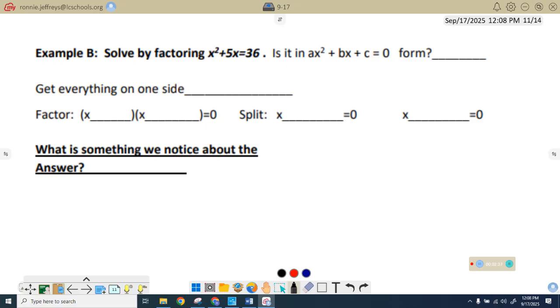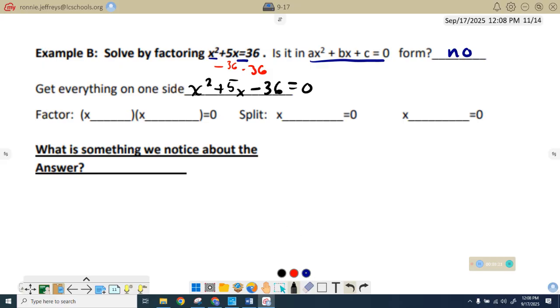So, on example B, we're looking here. Is this in this form? Yes or no? No. It's not. 0 is not on one side by itself. So we're going to have to subtract 36 from both sides. Whoops, that looks like a 30. Now I'm going to be left with this: x squared plus 5x minus 36 equals 0. Now it's in that form that we can deal with.